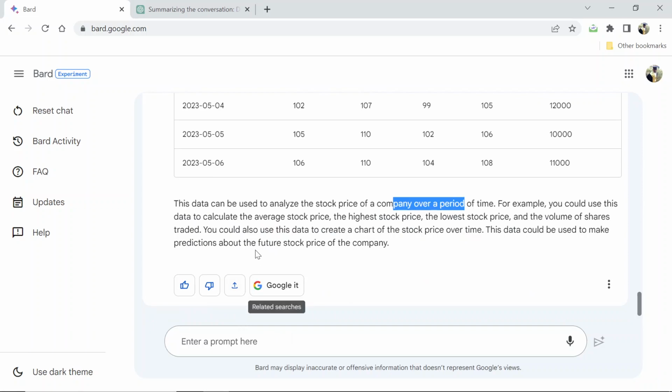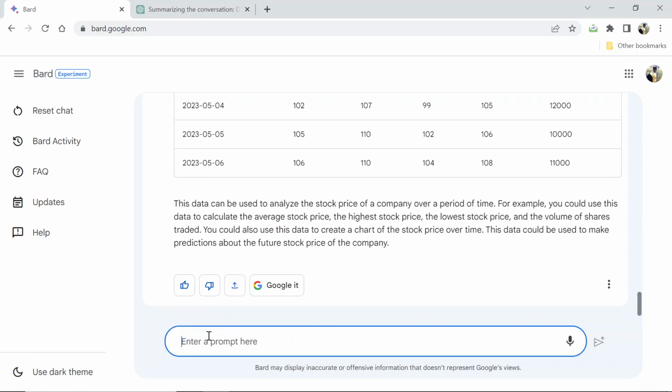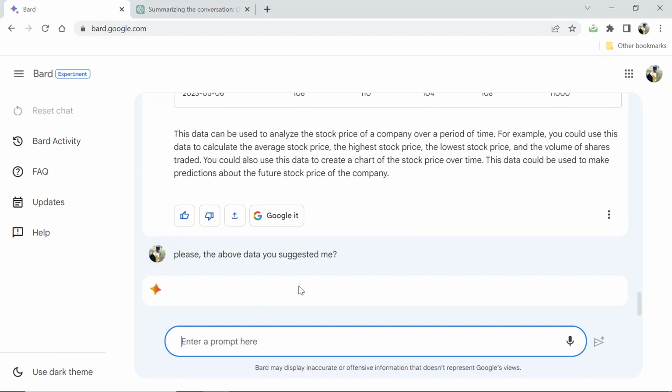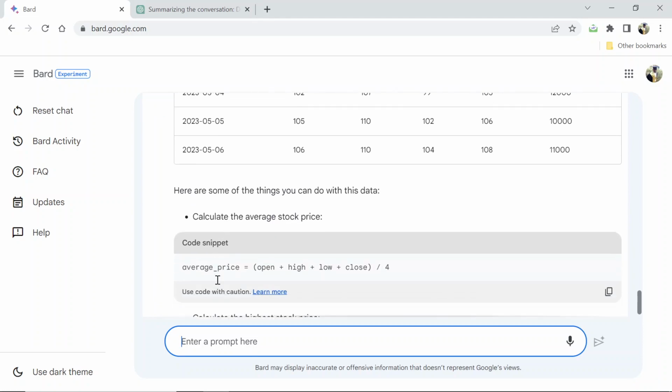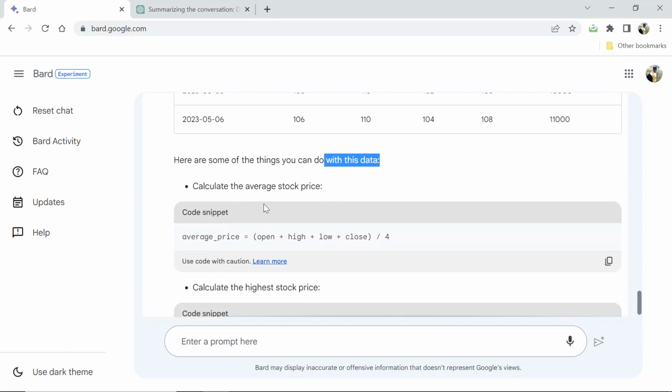Then let me ask BARD to summarize. Please summarize the above data, the above data you suggested to me. I want to see if it can remember what it gave me as a reply, and from that go on to interpret that data. Here are some of the things you can do with this data.